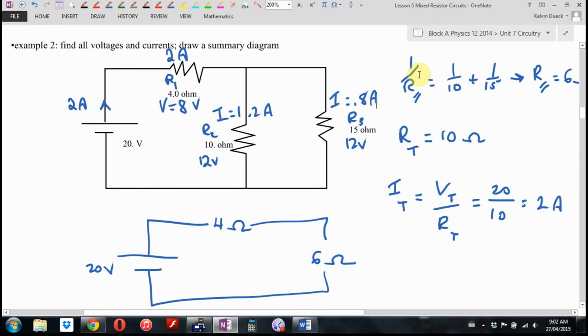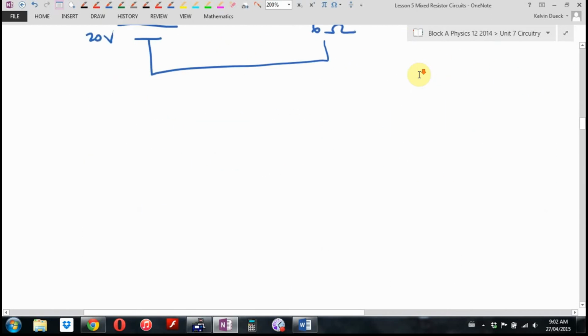Go back before I turn the page. Did I answer the question? What do they want me to find? All voltages? Check and check. Oh, and draw a summary diagram. There it is. There you go.